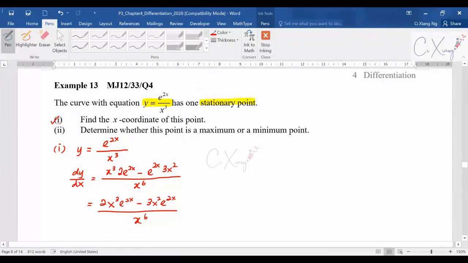Then when you want to find the stationary point, you let dy dx equals to 0. Okay, so when you try to let dy dx equals to 0, your equation, the x power 6, if you bring it up, it is still 0. So your equation will look something like this.